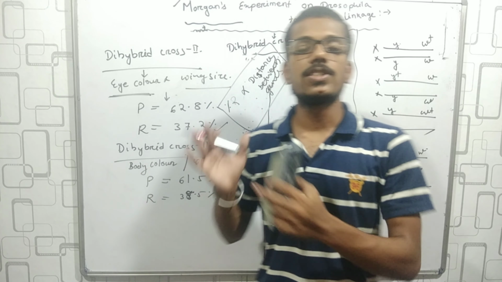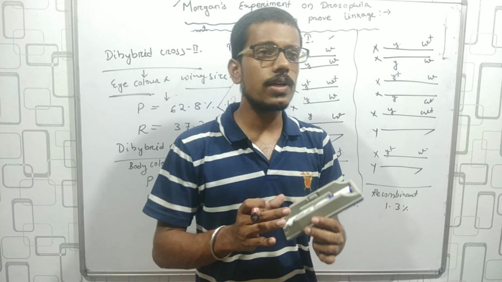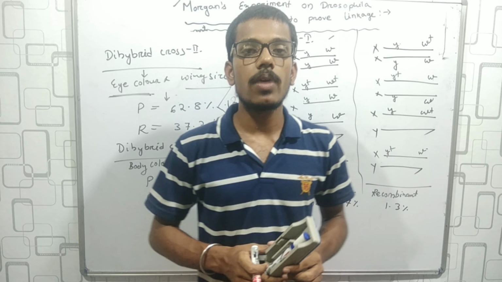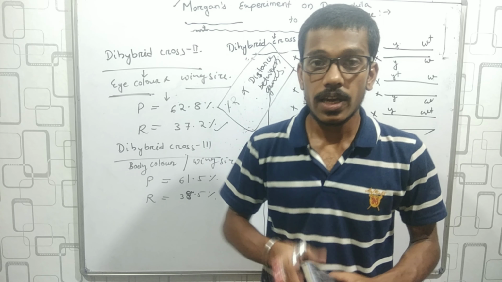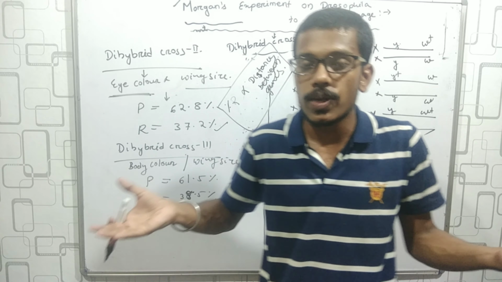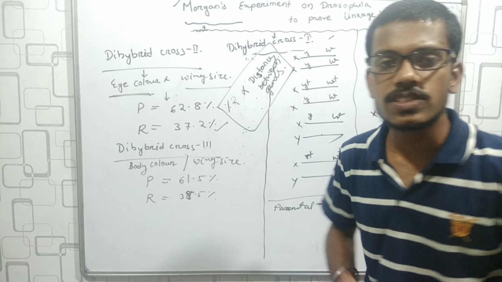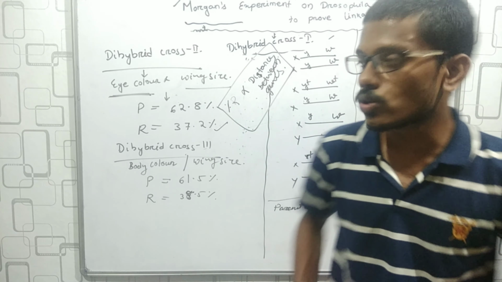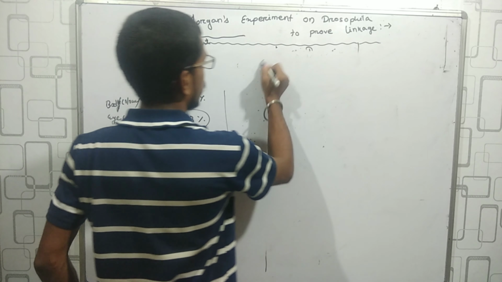After completion of this experiment, one of the students of Morgan, that is Sturtevant, found another concept. He discovered the chromosomal mapping concept, or gene positioning. He positioned the genes: where is that gene actually present, what is the locus of that gene, that was performed by Sturtevant. Let's see what kind of things were given by Sturtevant, that is chromosomal mapping. Let's go to the chromosomal mapping concept.